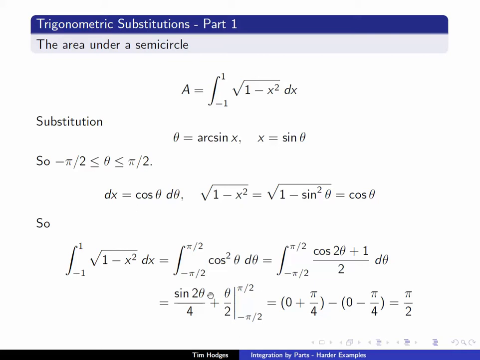At pi over 2, we have sine pi, which is 0, so that first term becomes 0. And at pi over 2, theta over 2 is pi over 4. Then we subtract the value of this at minus pi over 2. Again, sine of 2 times minus pi over 2 is sine of minus pi, which is 0. And this term is minus pi over 4. So the two negative signs cancel out to give us a plus, and we end up with pi over 2, which of course we should have been expecting because it's 1/2 the area of a circle of radius 1.